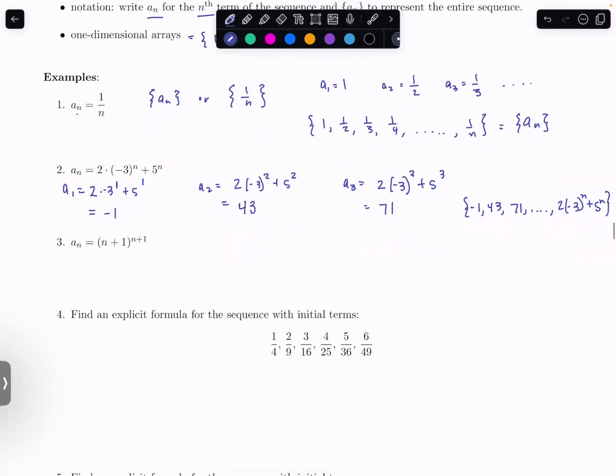Number 3, we have this sequence of numbers that follow this pattern, where the nth entry is n plus 1 to the n plus 1. So for us, A1 here is 1 plus 1 to the 1 plus 1, so it's 4. A2 is 2 plus 1 to the 2 plus 1. That is 27, 3 cubed. And then you got 4 to the 4th, which is 256. So your sequence looks like this: 4, 27, 256, dot dot dot.